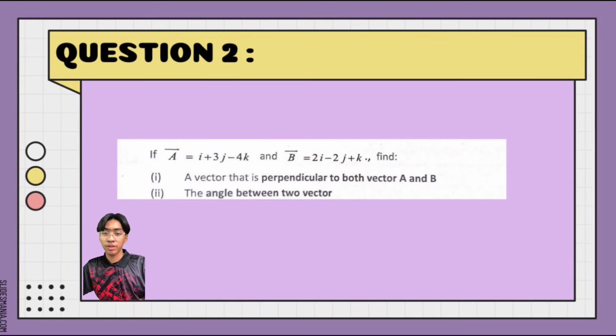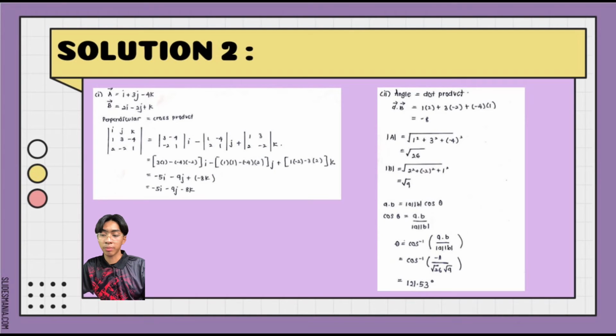For the next question, we need to find the vector perpendicular to both vectors A and B. And for the second question, we need to find the angle between the two vectors. For the first one, we find the perpendicular using a cross product. You arrange vectors A and B in a determinant, then calculate using the determinant formula, like ad minus bc, and we will get negative 5i, negative 9j, negative 8k.